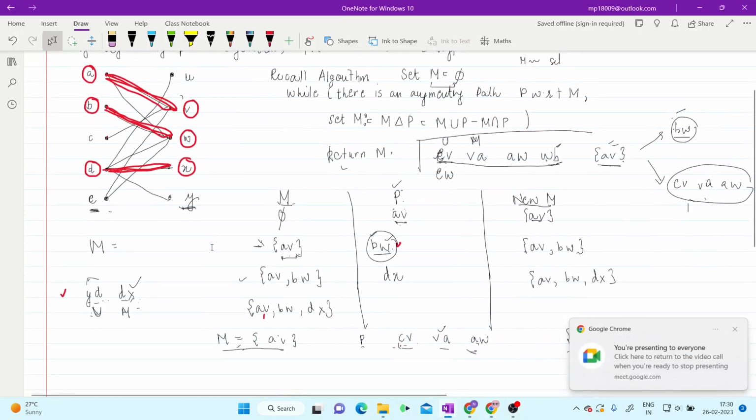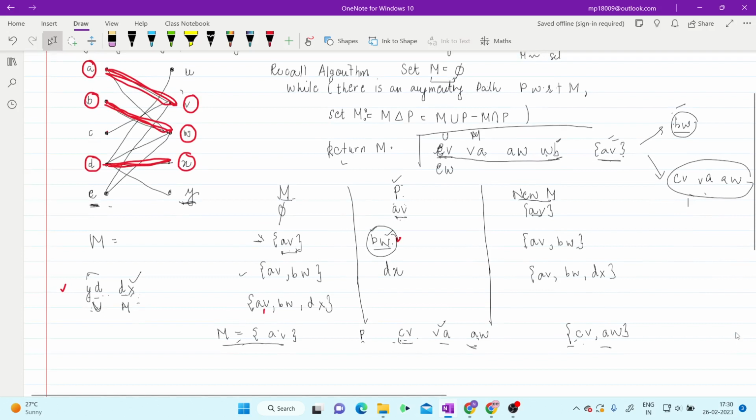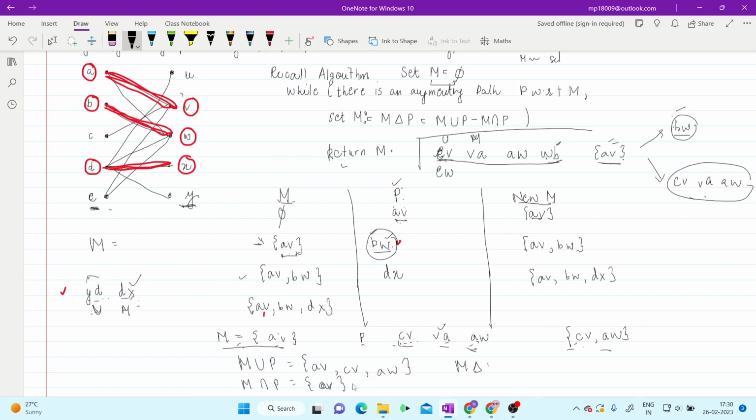Yes, ma'am. Only one doubt, ma'am. I want to know which intersection you are subtracting from that union. So my M is AV and P is CV, VA, AW. If I take M union P, it will be AV, CV and AW. If I take M intersection P, this is AV. So my symmetric difference is CV and AW. I am subtracting this edge AV from the union because it is present in both. Yes, ma'am, now it's clear. Thank you.